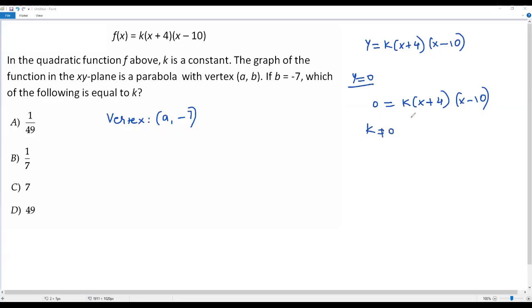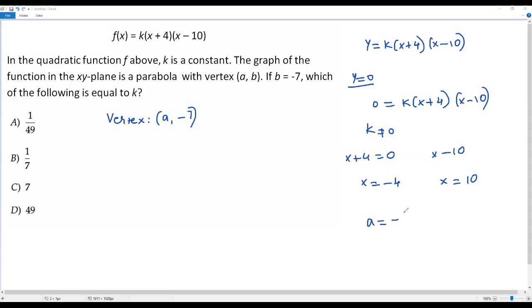So if k is not equal to 0, then either x + 4 has to be 0 or x - 10 has to be 0, because the product of the three quantities equals 0. If x + 4 equals 0, then x equals -4. If x - 10 equals 0, then x equals 10. Okay, now I got the two x-intercepts. Now to get the x-coordinate of the vertex a, I have to find the average of the two x-intercepts.